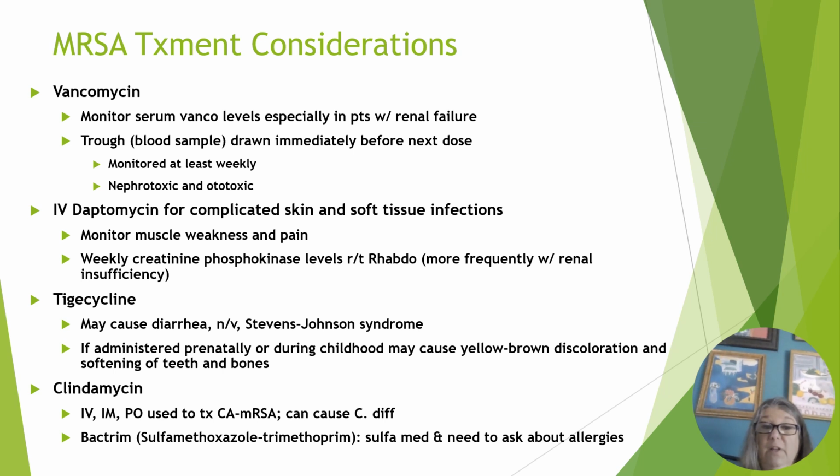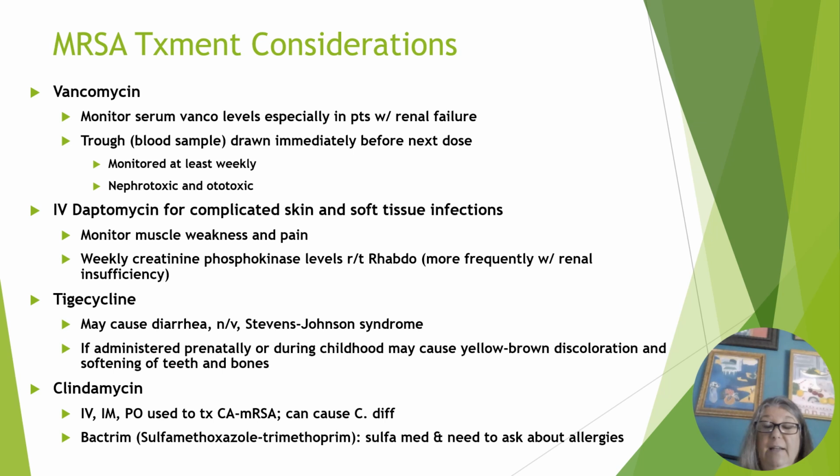We also might use IV daptomycin and IV tigecycline. These are pretty much used for complicated skin and soft tissue infections caused by MRSA. Patients receiving Dapto should be monitored for muscle pain and weakness and should have weekly creatinine phosphokinase, CPK, levels drawn to assess for rhabdo. Rhabdomyolysis is the breakdown of muscle tissue, and that releases proteins into the blood that you normally wouldn't find, okay? Patients with renal insufficiency need to have more frequent CPK level monitoring.